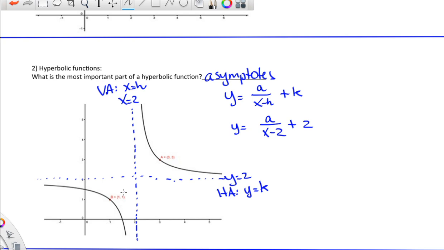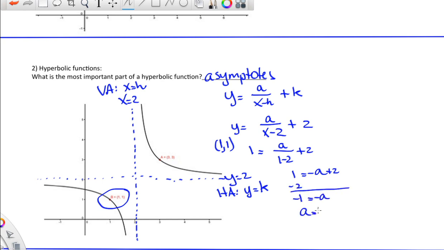So pick either one of the points. So let's use b for this one, so you don't have to always use a. So if 1, 1 is a point, then when you plug in a value of 1 for your x, you should get a 1 for your y. So 1 equals a over 1 minus 2, plus 2. That's a negative 1, so this will be 1 equals a negative a plus 2. Subtract 2 on both sides. A negative 1 is a negative a. So for this one, a was 1. And then again, make sure you write your final answer with 1 over x minus 2 plus 2.